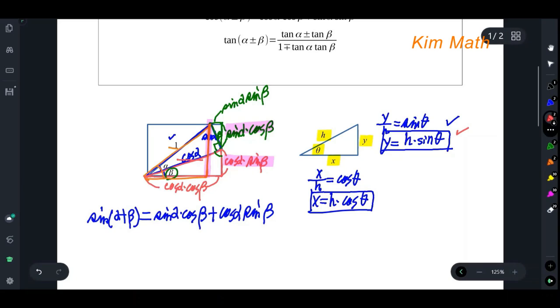And if we have a negative sign between the two angles, this is a negative value. Okay. Now, with the same picture, we will discuss the cosine value. So cosine alpha plus beta. Again, please focus on the same triangle here.